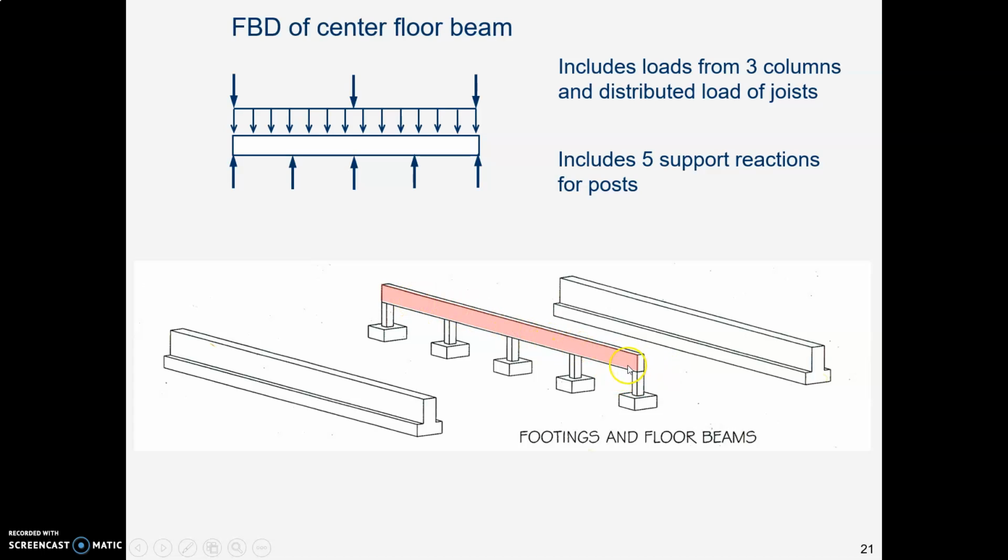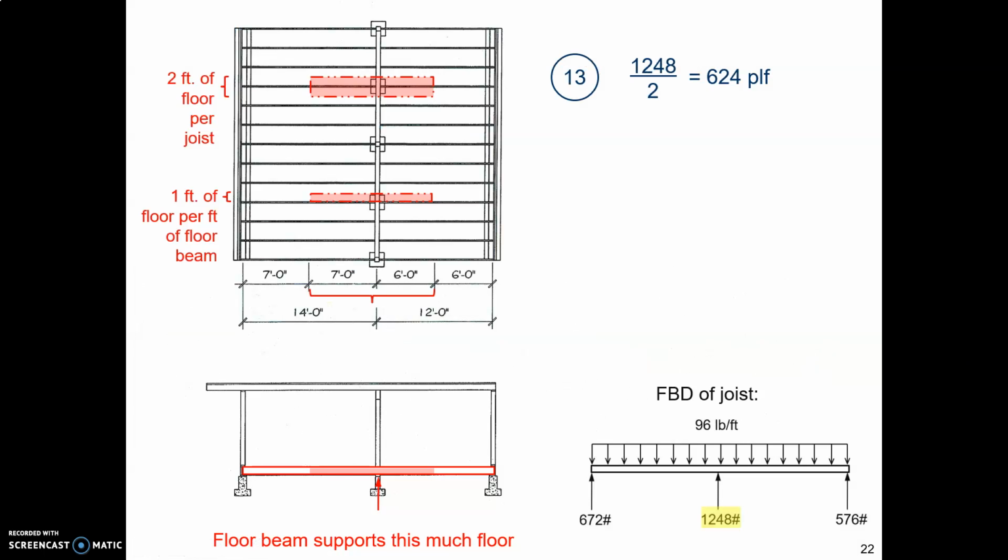There's a lot going on here because it's got 3 columns that it has to hold up. Those columns go all the way up to the roof. Then it's got the distributed load from the flooring, the joists in the floor. And then it's got these 5 support posts underneath. So first, let's think about our distributed load.